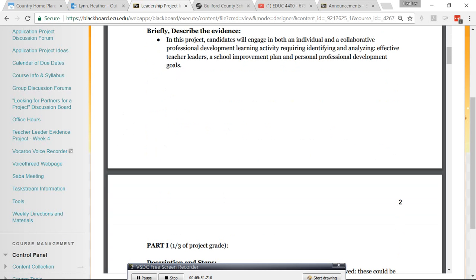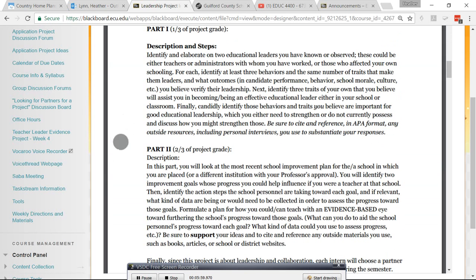So in this project, it will be both individual and collaborative, and I'll explain the collaborative piece in a moment. So part one, it has two parts to this project. Part one is to talk about two educational leaders that you've known or observed. These can be teachers, or they could be administrators or some other person in the school who has leadership qualities.